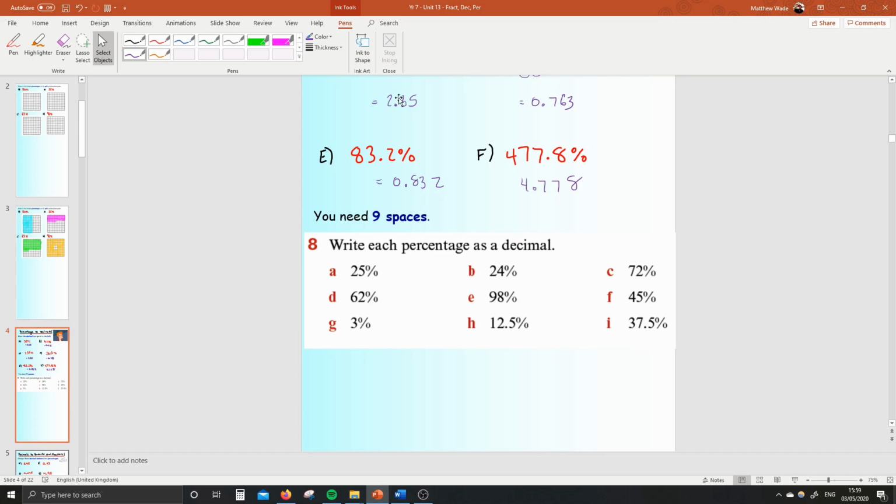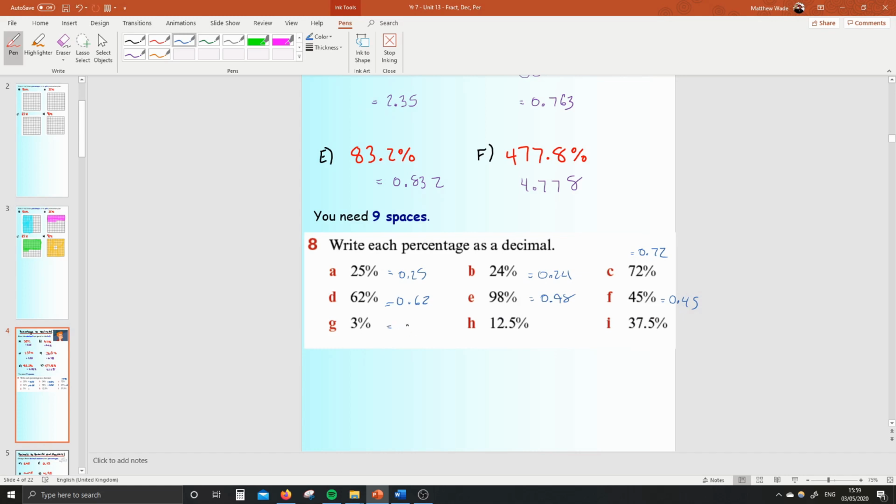Okay, buddy, so hopefully your minute has passed. And here's the thing, 0.25. Hopefully you got 0.24, 0.72. See how nice and easy peasy this is, 0.62. Moving the decimal 2 times, 0.98, 0.45. This one here, oh, it's a trick one.